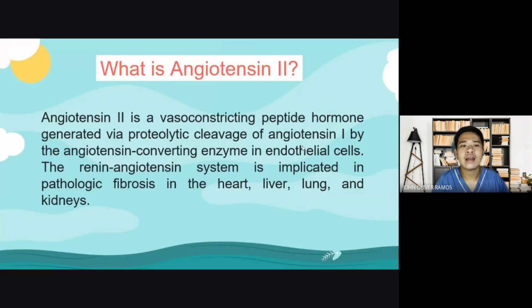First, let me give you an overview of what angiotensin II is. Angiotensin II is a vasoconstricting peptide hormone generated via proteolytic cleavage of angiotensin I by the angiotensin-converting enzyme in endothelial cells. The renin-angiotensin system is implicated in pathologic fibrosis in four areas: the heart, liver, lung, and kidneys.